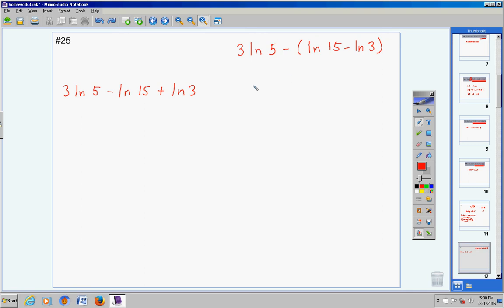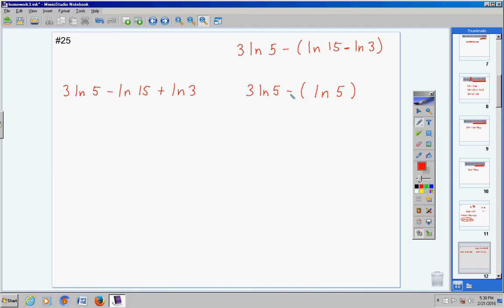We can bring down our 3 natural logarithm of 5. Bring down your negative sign. Put your parentheses. We have 2 logarithms. They have the same base. There's no number to the left. So I can write 1 logarithm. And then they're subtracting. So I take these and divide them. 15 divided by 3 is 5. So there we go. So I worked inside the parentheses first, which is fine.